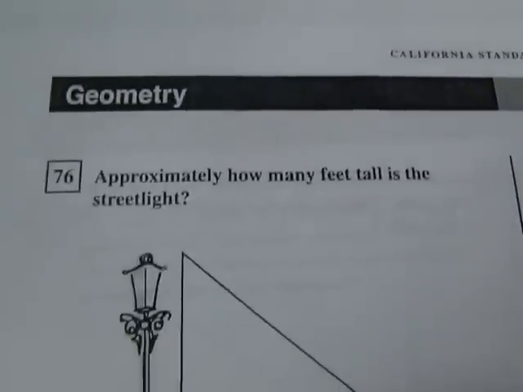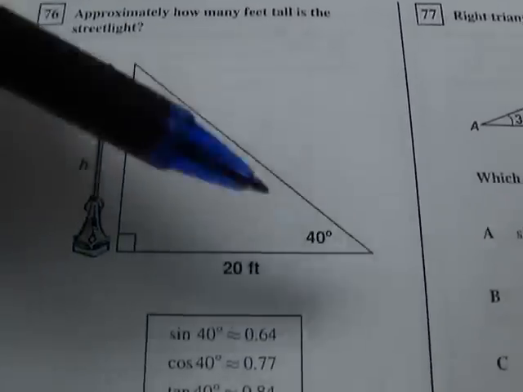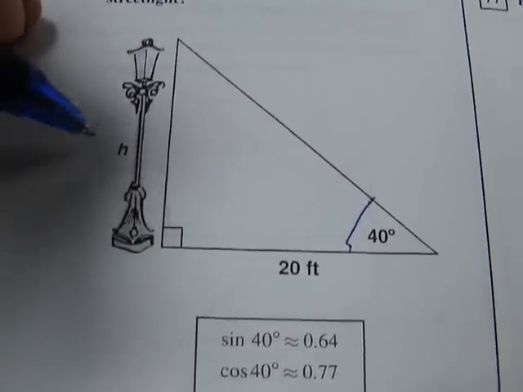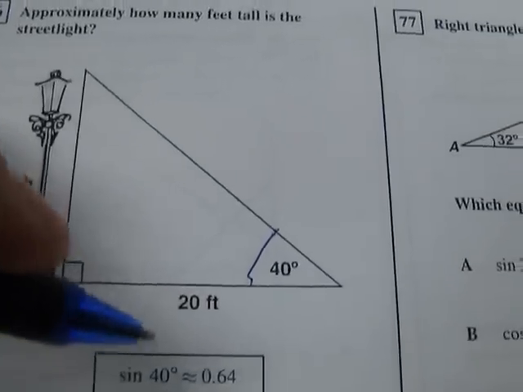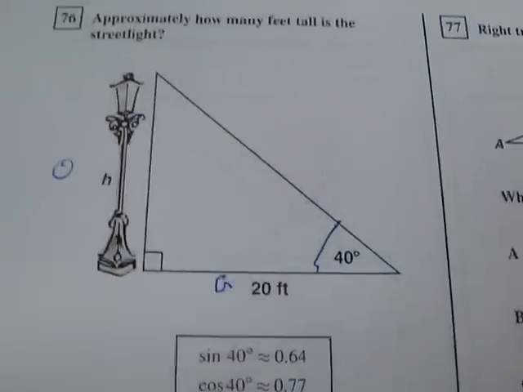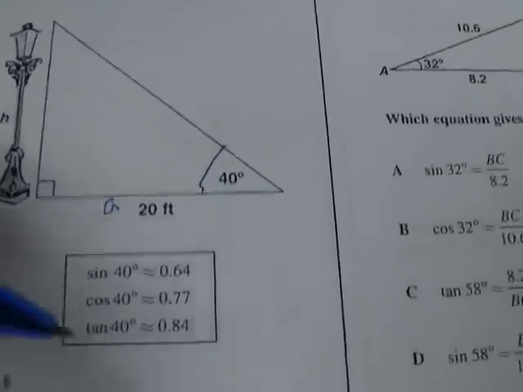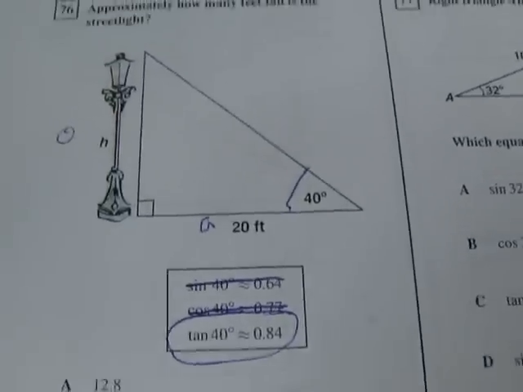All right, next one, 76. Approximately how many feet tall is the streetlight? All right, so here we're given 40 degrees. So that's our angle of record. We're given our h. Now our h here stands for height, but that is not the hypotenuse. That is the opposite. And the 20 here is the adjacent. So opposite and adjacent, really quick, we know this is a tangent problem. So here's what we're using. We're not going to be using cosine. We're not going to be using sine.